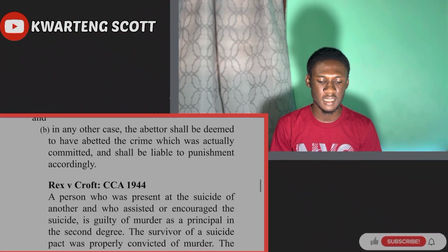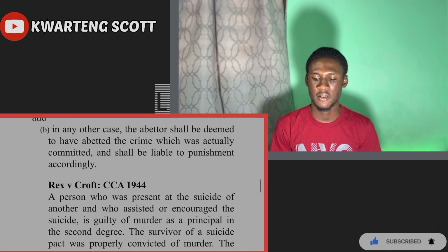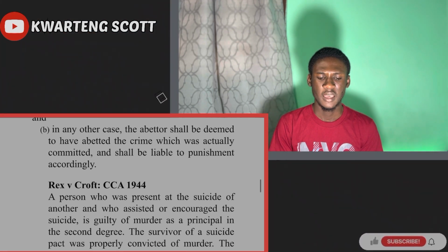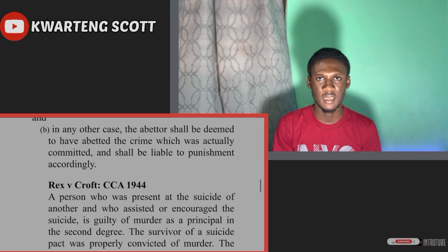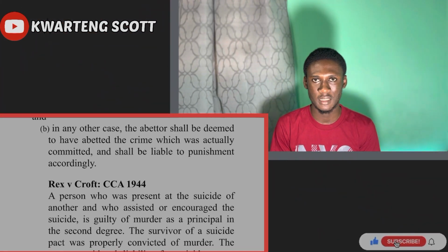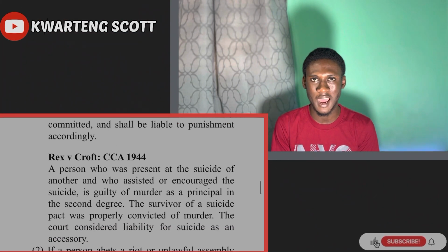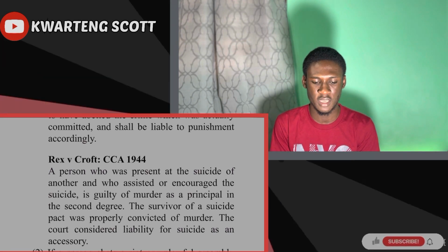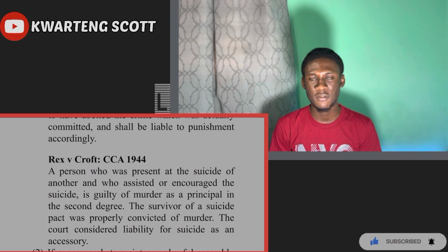So paragraph B says, in any case, the abettor shall be deemed to have abetted the crime which was actually committed and shall be liable to punishment accordingly. So in as much as sometimes you will be liable only for the abetment, sometimes you can be liable for the intended cause, if the abetment is equivalent or equal to the results or the consequences. So there is a case here, Rex versus Croft, CCA 1944.